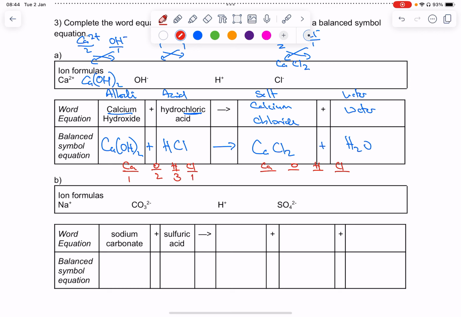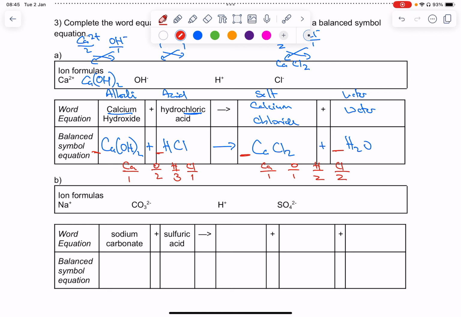Do the same on this side. There is 1 calcium. Oxygen is 1. Hydrogen is 2 and chlorine is 2. Okay, now the numbers are not the same as each other on each side, so you're going to have to balance this to make it work.